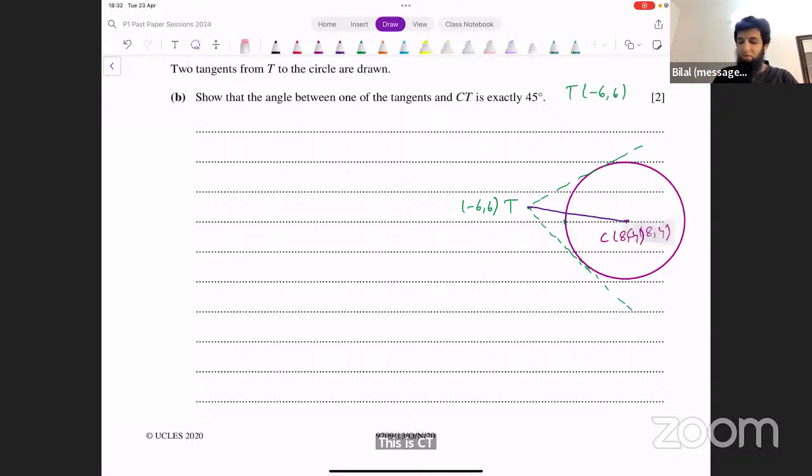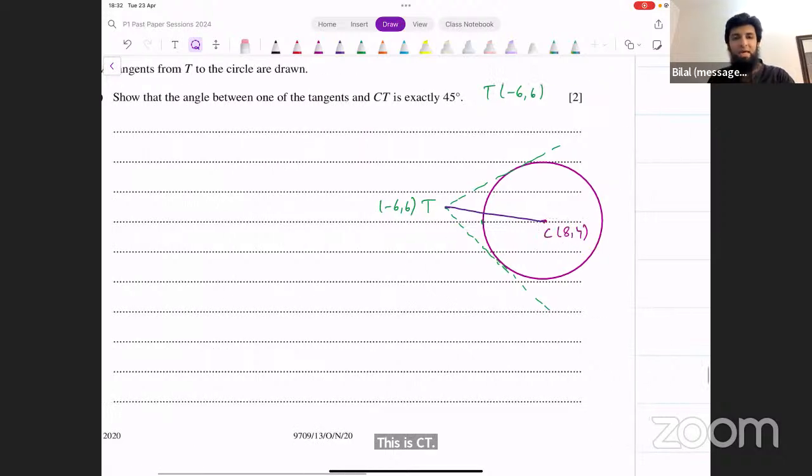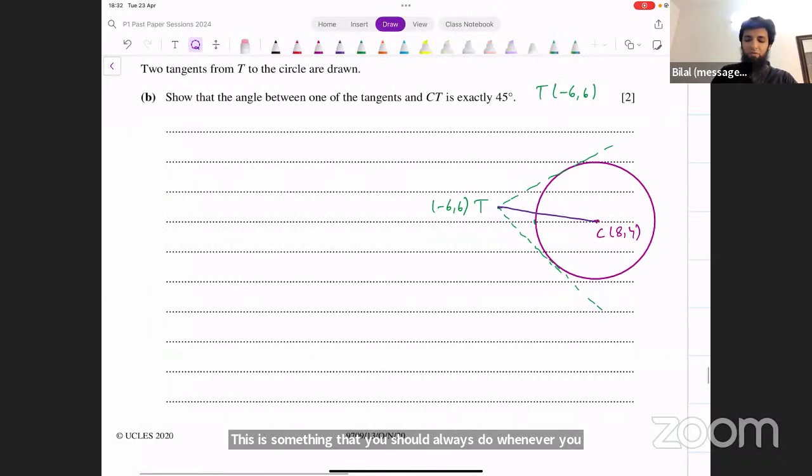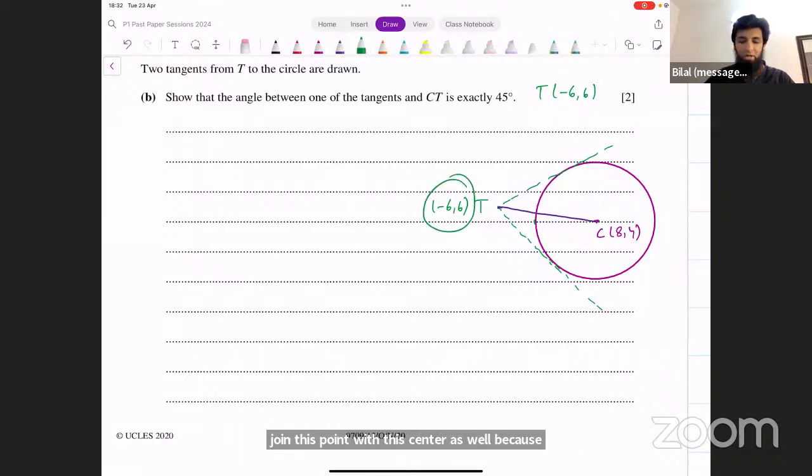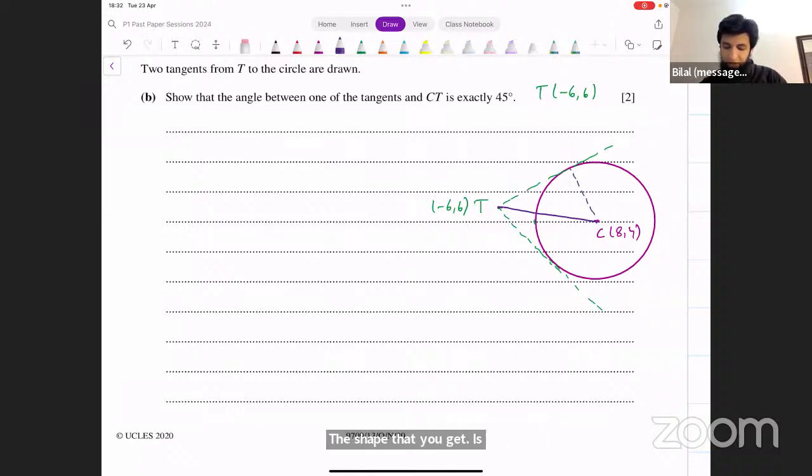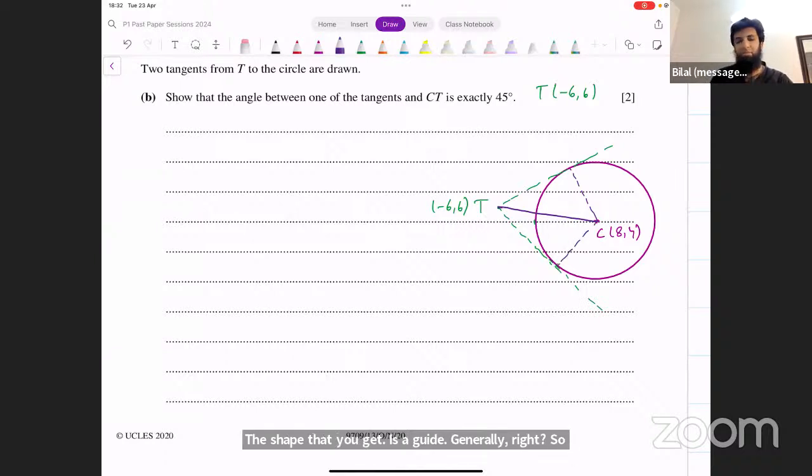This is something that you should always do. Whenever you have two tangents coming from outside a circle, you should always join this point with the center as well, because remember that circle property, this shape that you get is a kite generally, right? So this shape is basically a kite. It's always a kite, right? That's a general rule that we've got. Because this angle is 90, and this is also 90. And these angles are equal. This angle is equal to this, and this angle is equal to this. All right, so that's something that we know about.